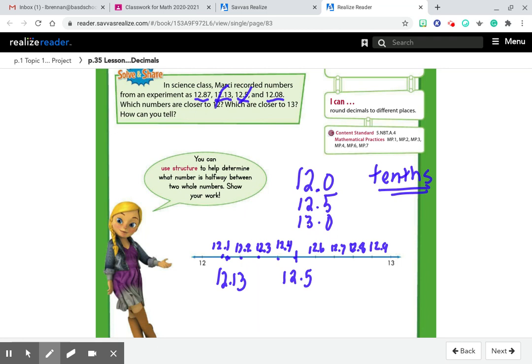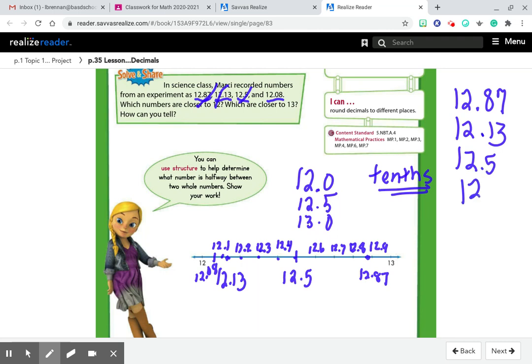12.87, that's almost close to 12.9. So I'm going to put that probably really close to 12.9. And then 12.08 is smaller than 12.1. I'll put that right next to there. So now I've got them in order from least to greatest if I needed to do that. And you know that we can always write them in place value, which was in the last lesson, to help us understand the place value order.